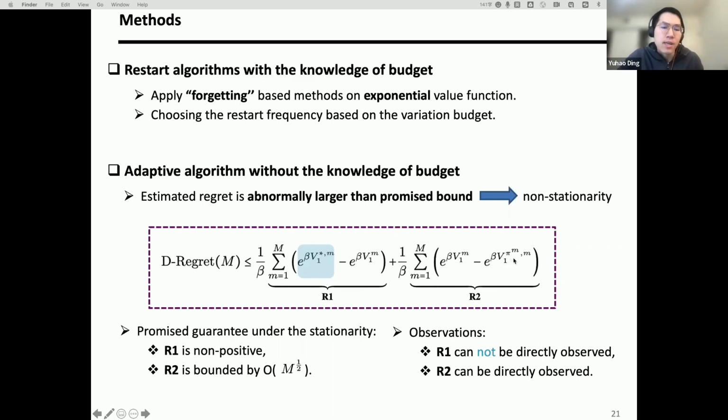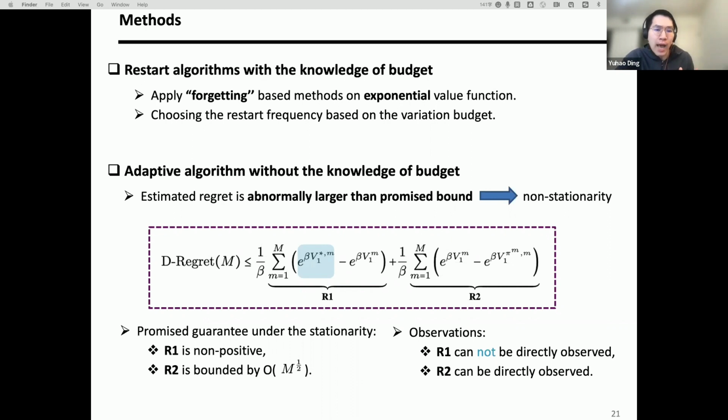And luckily, if the environment is stationary, we have very clear promised bounds for the R1 and R2 terms. For example, if the environment is stationary, we know that R1 should always be non-positive, and R2 is bounded by a term which is proportional to the square root of the total number of episodes. So if we can directly observe R1 and R2 and compare them with their promised bounds, we can use that as a detection of the non-stationarity.